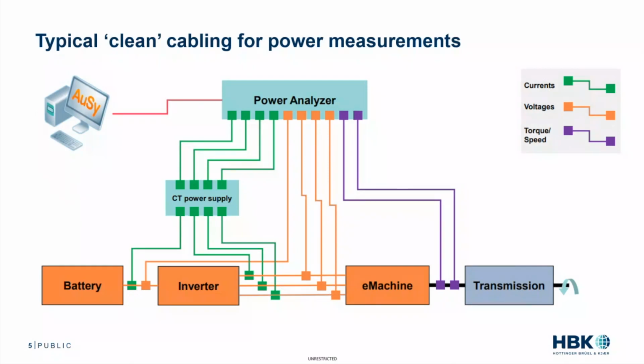So this would be typically clean cabling for power measurements. You have a power analyzer. It may have some interface to an automated system that's operating the entire test, including the dyno, the motor, etc. And the power analyzer is making measurements on currents, ideally from CTs for high accuracy, using a power supply, making measurements from currents from the battery, the inverter, as well as voltages, and then maybe some torque and speed measurements as well on the electric motor.